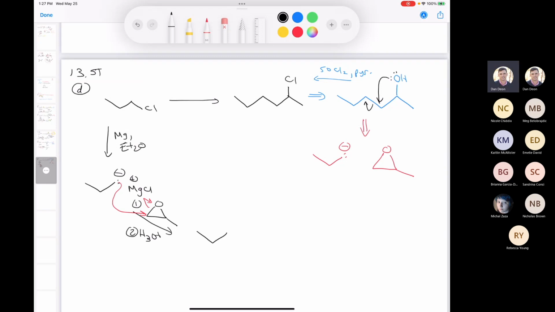So we have 1, 2, 3. Let's count them. So this would be 4, 5, and 6. And on the 5th carbon, that's where the hydroxyl will be. Now, to convert that to the alkyl chloride, all I have to do is treat it with SOCl2 and pyridine, and I'm done. Done like dinner.